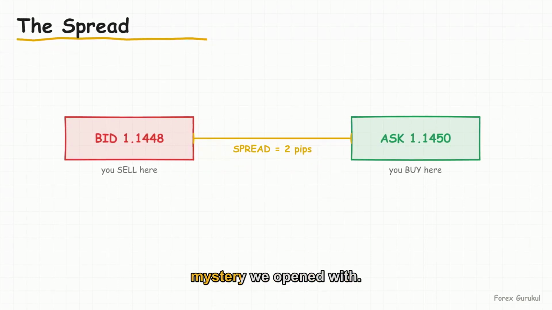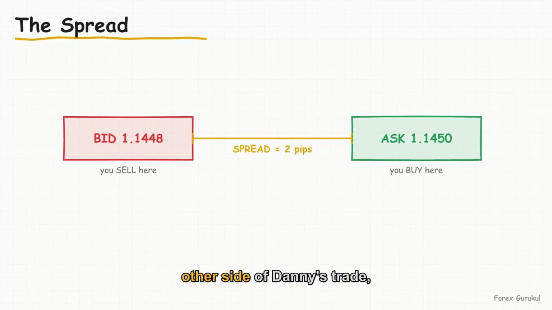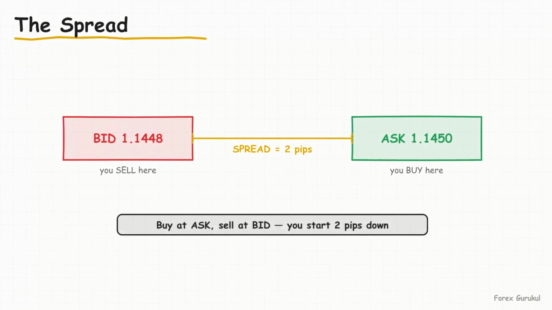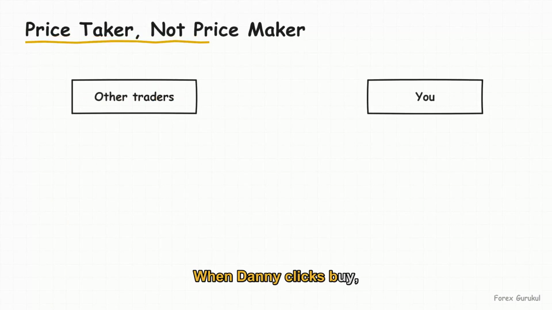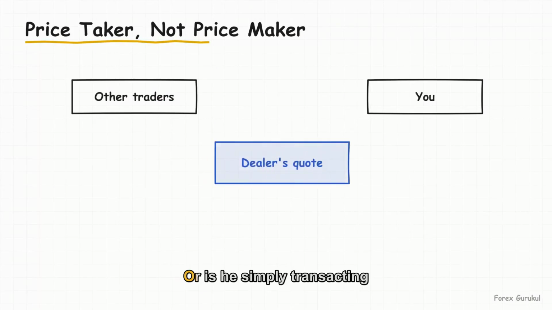That's the answer to the mystery we opened with. But it raises something bigger. Who exactly is on the other side of Danny's trade, taking that spread? Is it another trader or someone else entirely? Quick pause, guess before I say it. When Danny clicks buy, is he matched against another retail trader who happened to click sell, or is he simply transacting against a price the dealer put up?